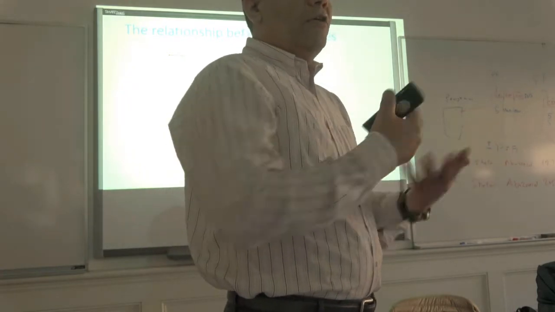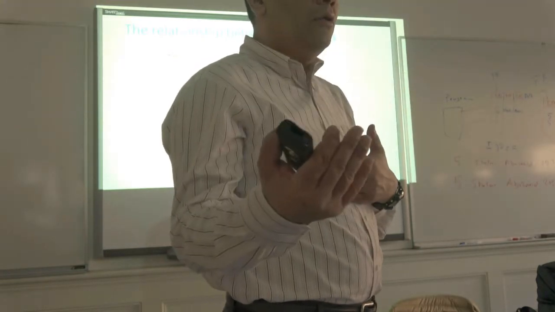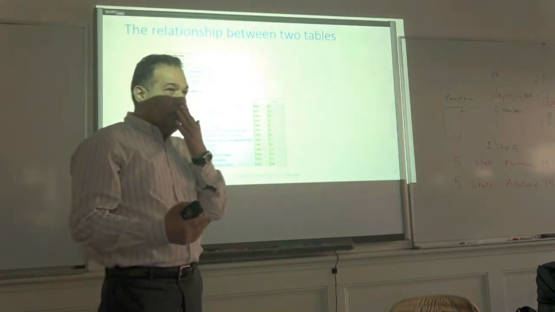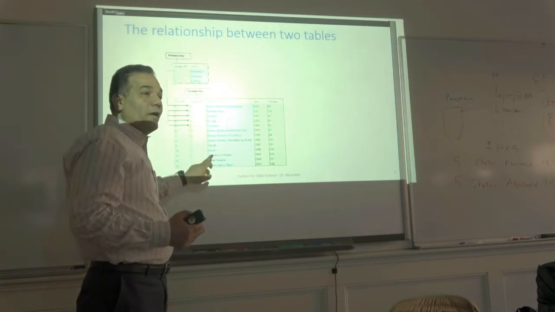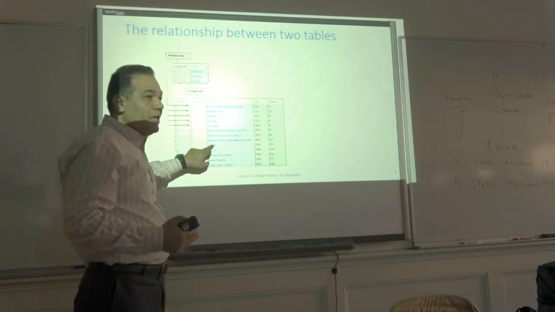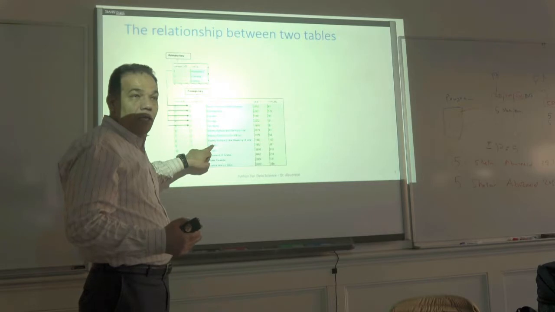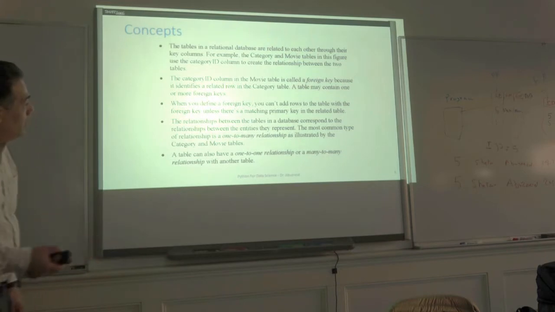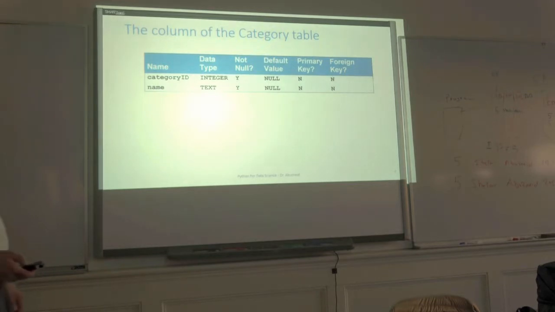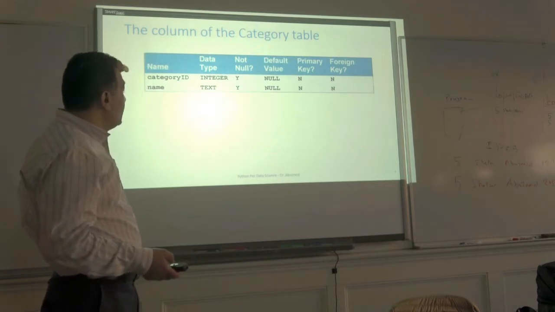And the relationship could be 1 to 1, 1 to many, and many to many. So for example, in here, with the category ID, what is the relationship? 1 to many. One category could have many movies. One category has many movies. Right? All right. So in the two tables we have the category ID and the name. These are the columns in the category table.